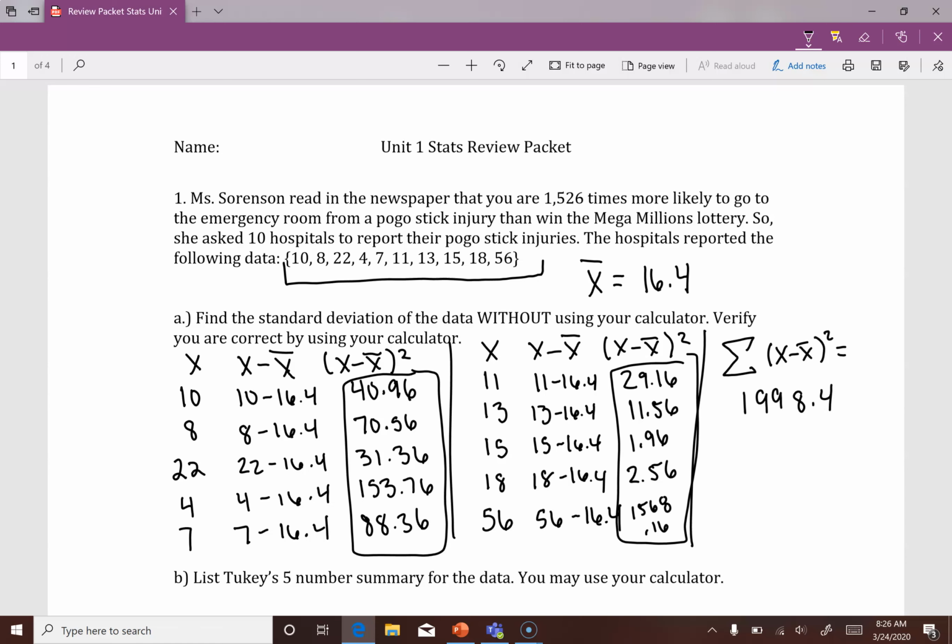Okay, the formula tells me I need to divide that number by the population minus 1, or the sample size minus 1, and then square root it. So in this case, I'm going to have 1998.4 divided by, well, I've got 10 values up there, so I'm going to divide by 9.